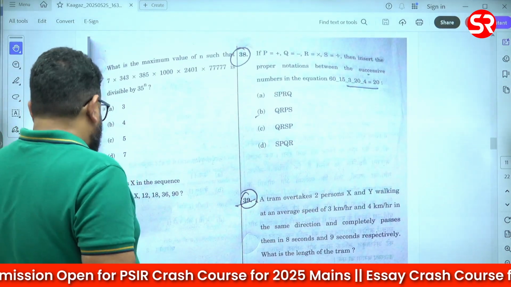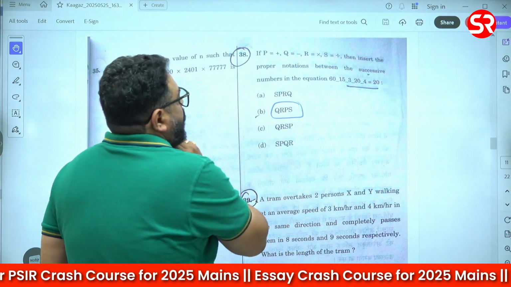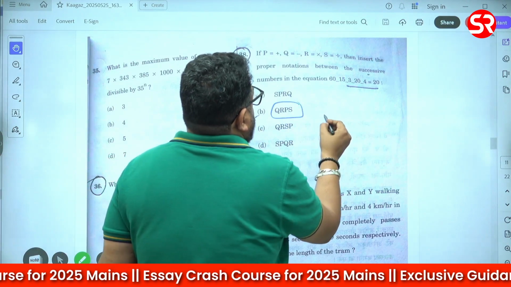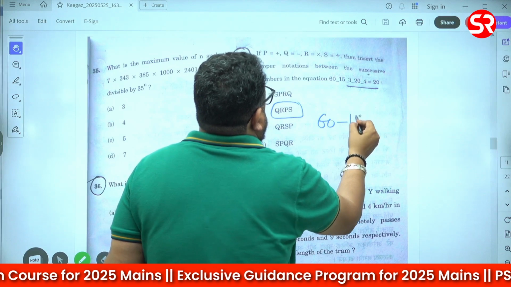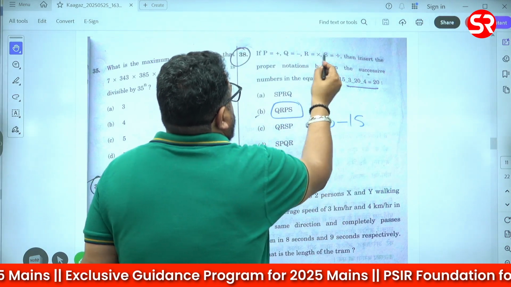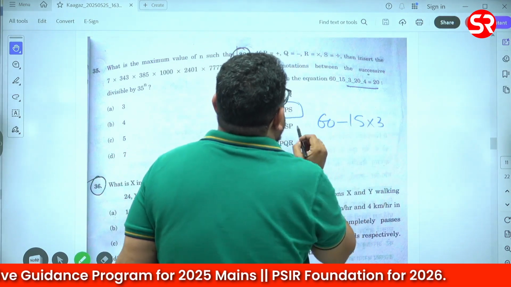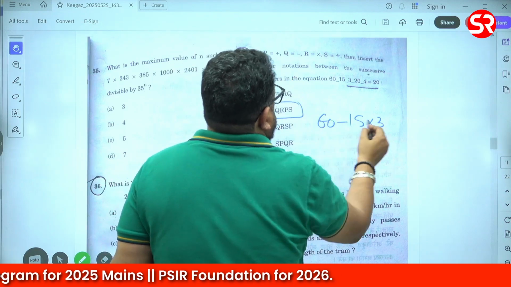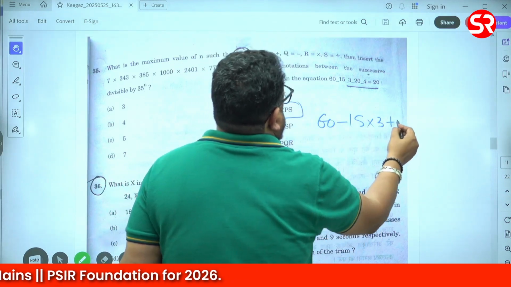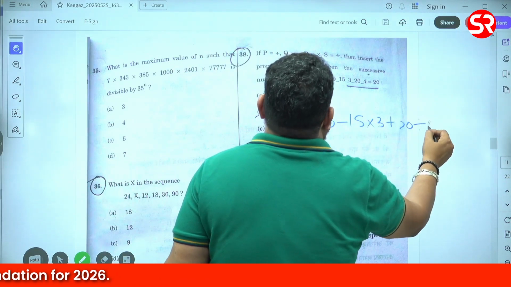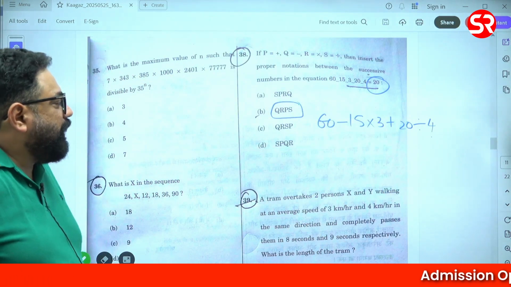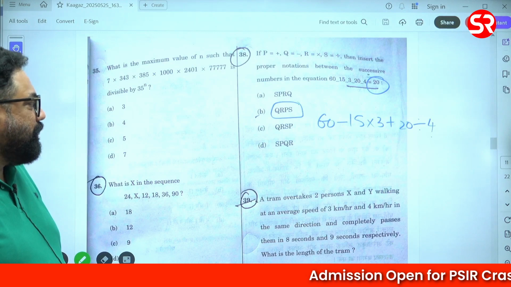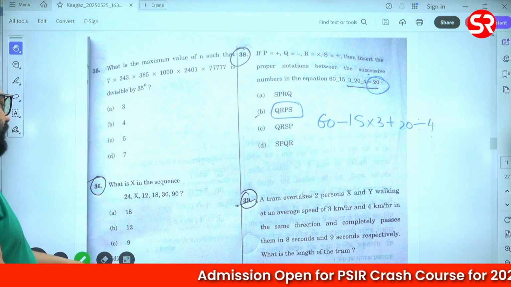This is going by Q R P S. Look, 60 times Q is minus 15 and R is multiplication into 3 and P is positive plus 20 divided by 4 would give you 20 as the answer, I think. Isn't it? Something really, really easy.